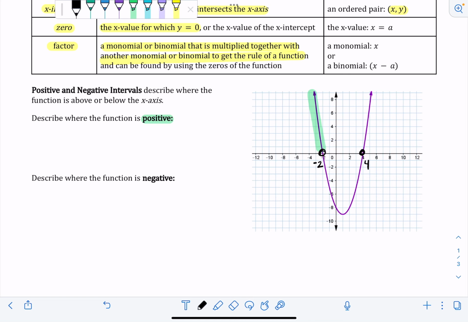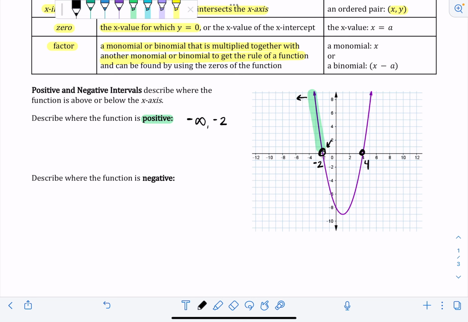So this whole highlighted green portion ends being positive right here at that x-intercept because that's when it goes below. But it is continuously positive anywhere beyond that. So anything to the left of that point, it's always going to be positive. It's not going to bend back down and turn around. So we can describe that as between -infinity and -2.